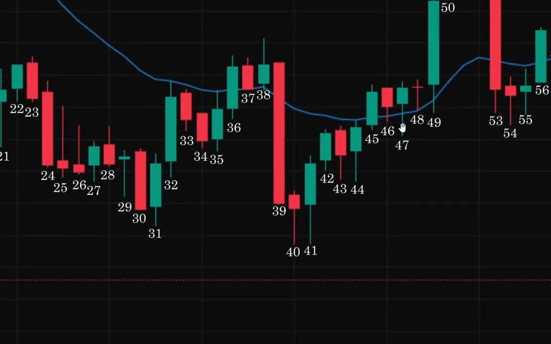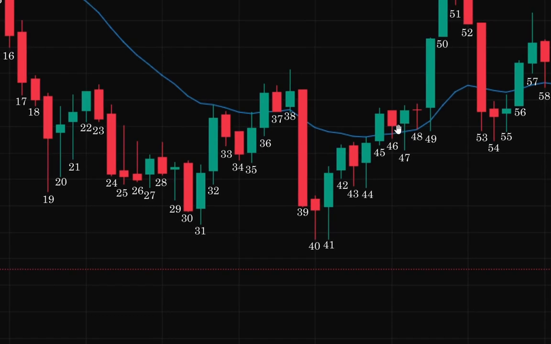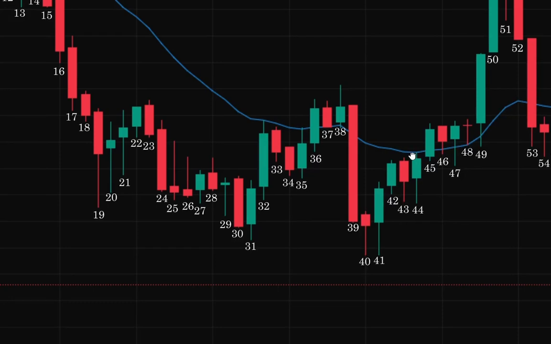So you can say you can get saved by the system. If your system is good, then you won't be able to enter into a bad trade.